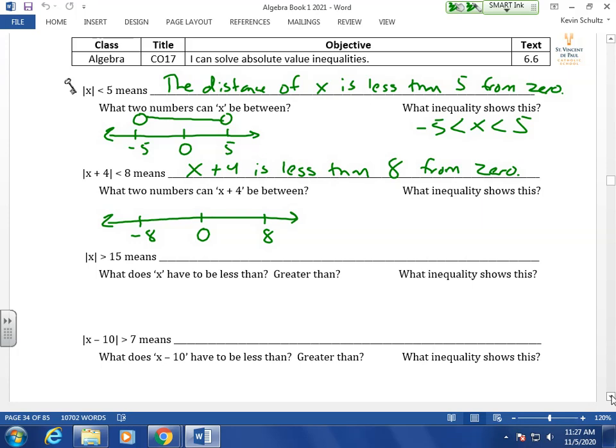Right? Anything between those numbers is less than 8 from 0. We have open circles above each of them again, because it is just a less than symbol, and we are connecting. So x plus 4 can be anything within that range. As an inequality, what type of inequality statement will we have? And or? An and statement. -8 is less than x plus 4, which is less than 8.